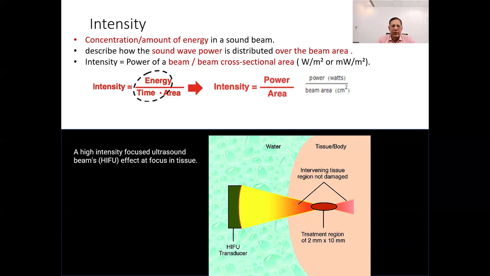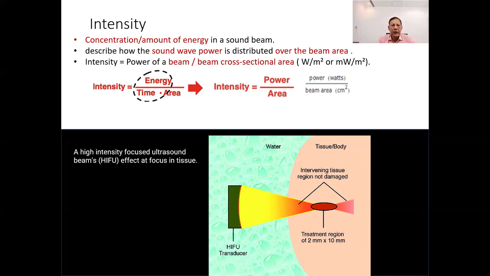Intensity depends on both the power in the beam, that is how much energy it carries, and the cross-sectional area of the beam, that is the area over which the power is distributed. Think of intensity like focusing a flashlight beam. When you concentrate the light into a smaller area, it appears brighter because the same amount of light is spread out over a smaller space.